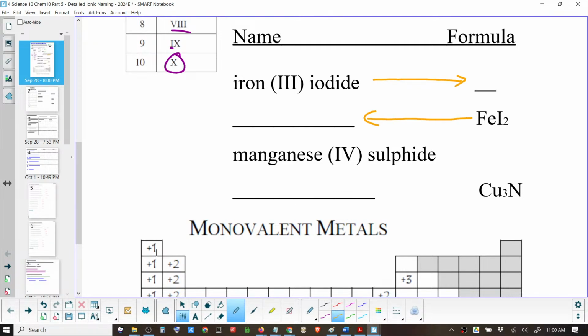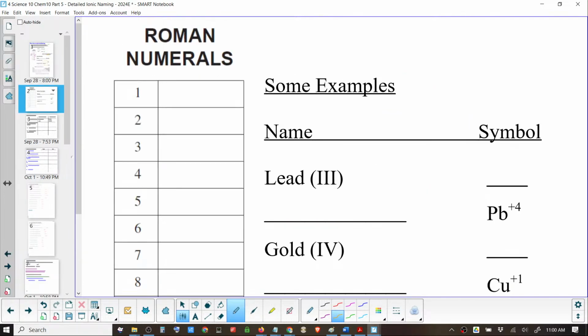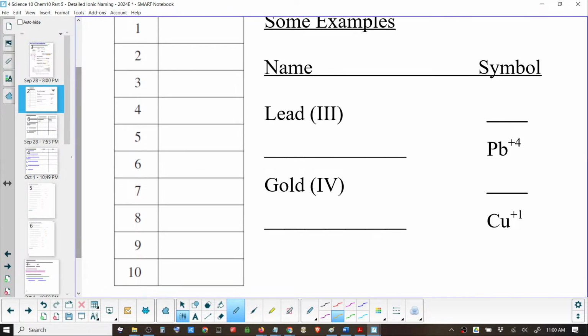Write the names and formulas then for these. Actually, before you do that, turn the page. Turn the page, turn the page. I like this page better for next. Fold it completely over. Everybody completely turned over? Now that I made you do it right away, write down all the Roman numerals from memory without peeking.